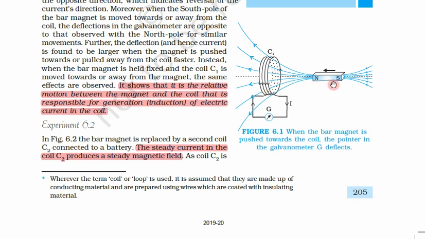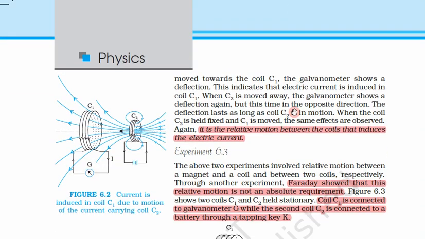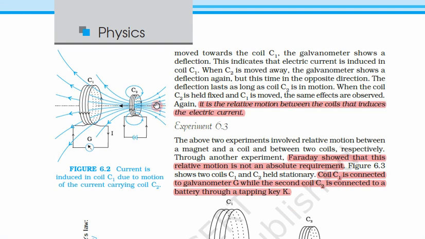Also, if we reverse the direction of this magnet, that means if we take it far or we change the north with the south pole, the direction of current will change. That we have understood. In the second part, we have changed this magnet with a simple coil that is connected to a battery. That means this coil is now producing some kind of magnetic field, and the current induced in this coil C1 is mainly dependent on the relative motion between these two coils. Either you move this or you move this one, so you will find some kind of current.